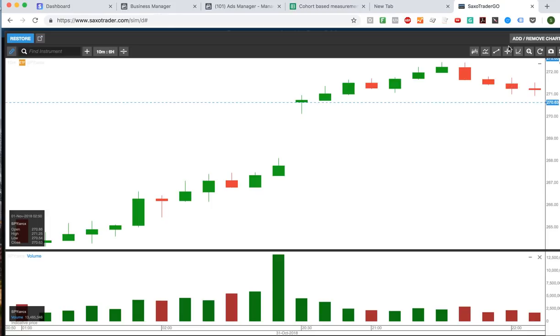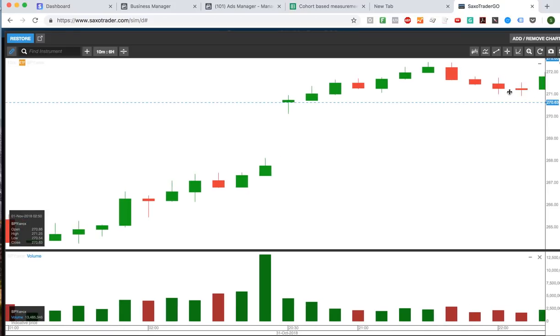Okay, so let's check, do we have a gap open buy setup? So the close is 271.26 and the open is 271.26. We do not. So we're trailing a stop. We do not have a buy setup. And we are stopped out there.